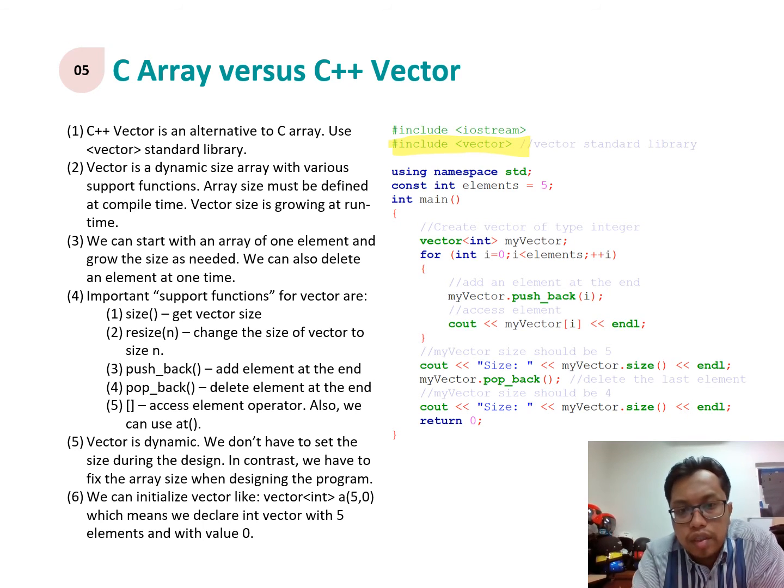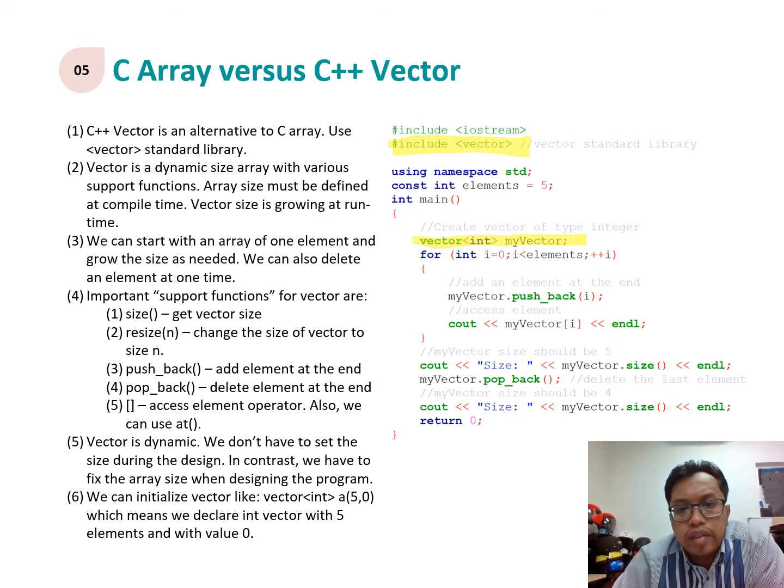Okay, so this is an example of the declaration of a vector. This is a vector with the type of integer. And one of the advantages of a vector is that it is really flexible.